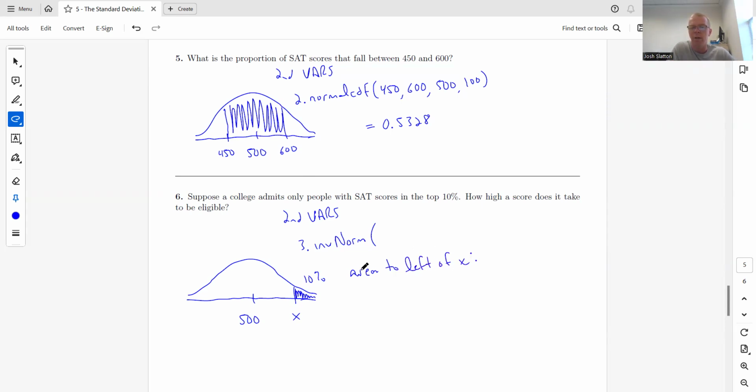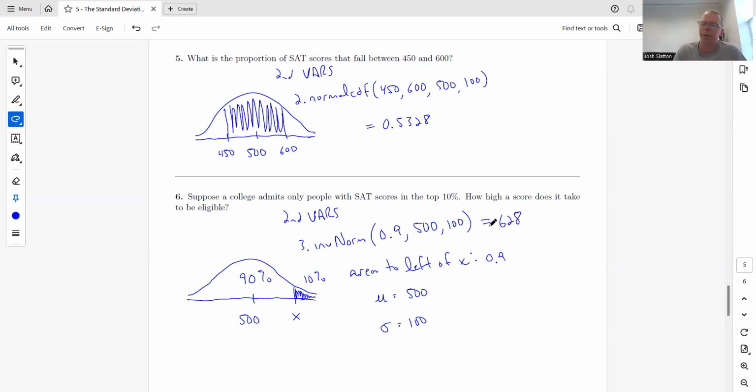So what area is to the left of X? 10% is to the right. That means 90% is to the left. So we're going to put 0.9. And then we just have our mean and our standard deviation. So if you don't have the menu, just type 0.9, comma, 500, comma, 100. And then we should get 628.